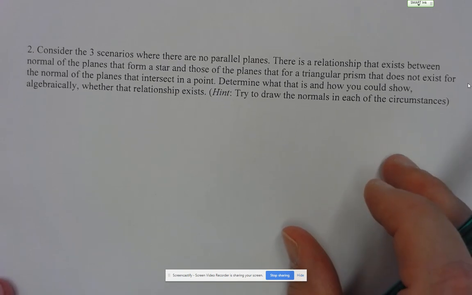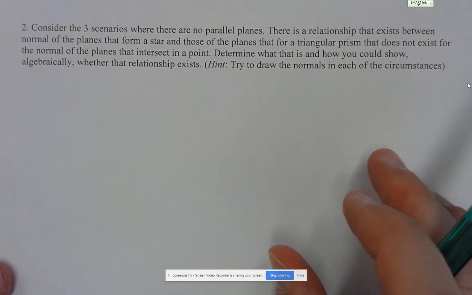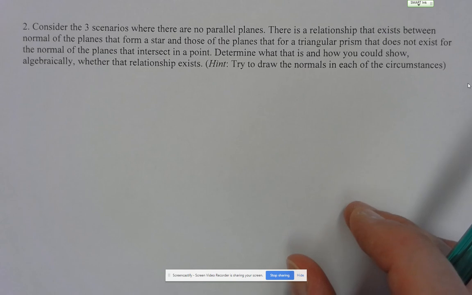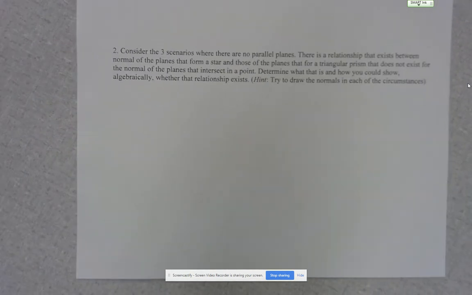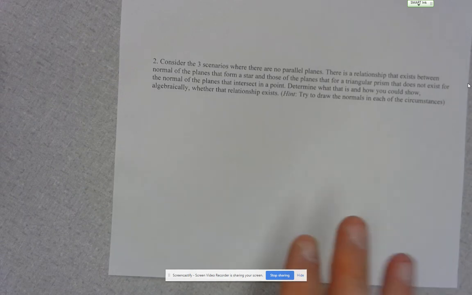As we talked about the normal vectors when we were talking about the parallel planes, hopefully we can make some sort of determination based on the normal vectors of the 3 planes in cases 6, 7, and 8. So I'm just going to move this up a bit here because I want to actually look at my 3 scenarios.